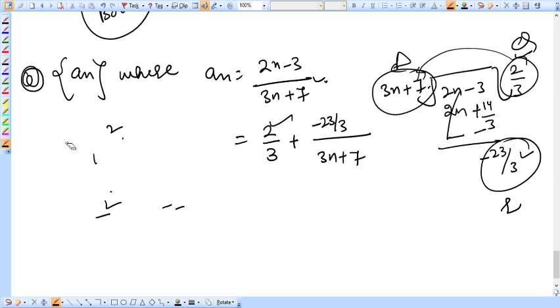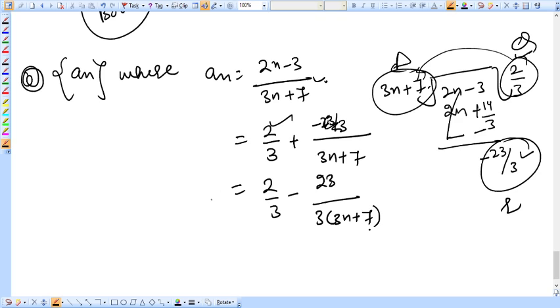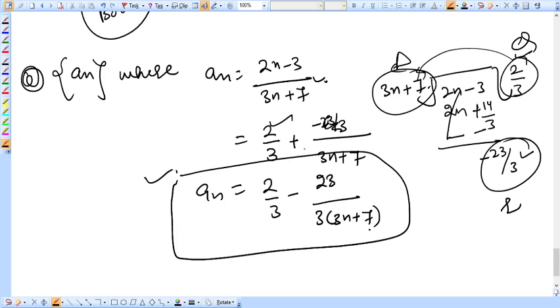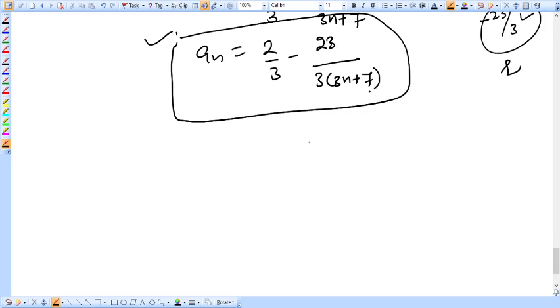Okay, so now you see a_n is equal to this. It is equal to 2 by 3 minus 23 by 3 into 3n plus 7. Okay, so this is your a_n in alternate form, or alternatively you can write a_n is equal to this. So now you see, we are subtracting something from this number.